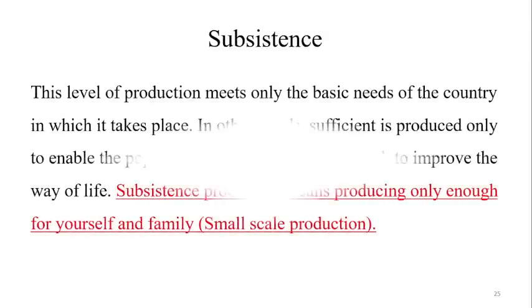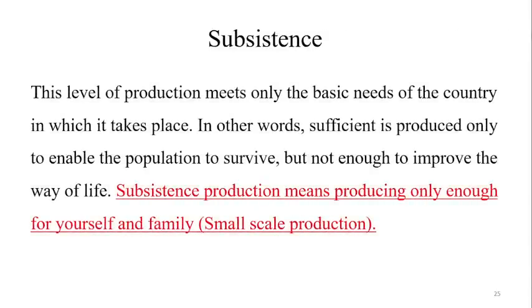So the subsistence level of production is the lowest level of production. And remember that when we talk about level, we're talking about quantity. In this level of production, it is only there to meet the basic needs of the country in which it takes place. So sufficient is produced only to enable the population to survive, but not enough to improve the way of life. And this is key: subsistence production means producing only enough for yourself and family. So it is small scale production.